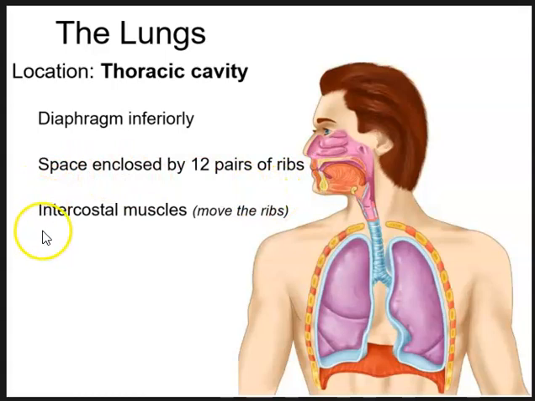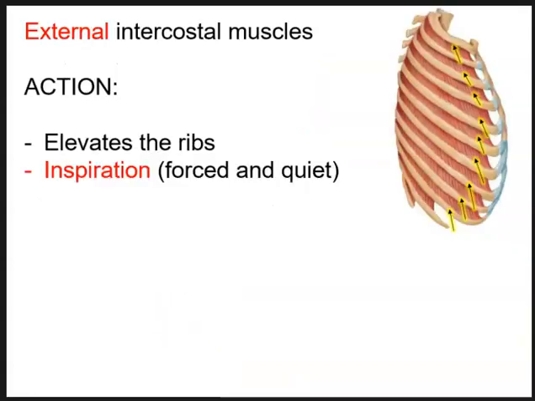And then we also have intercostal muscles, so muscles between the ribs that help move the ribs with ventilation, with both inspiration as well as expiration. So the external intercostal muscles, of course, are located externally. Inter means between, so these are the muscles located between the ribs.